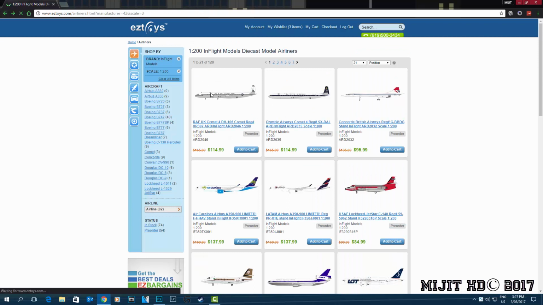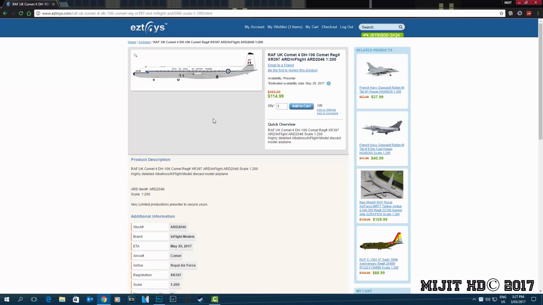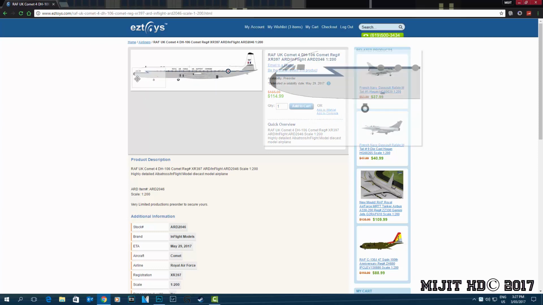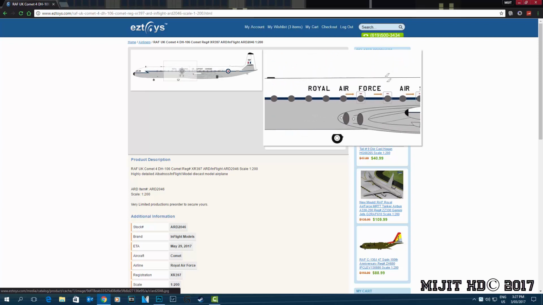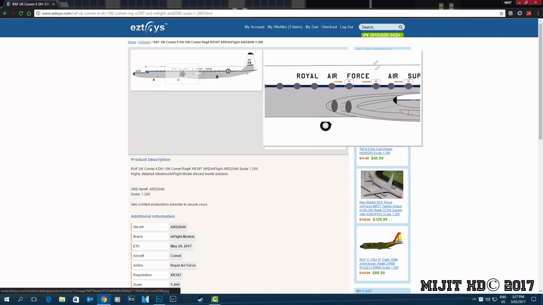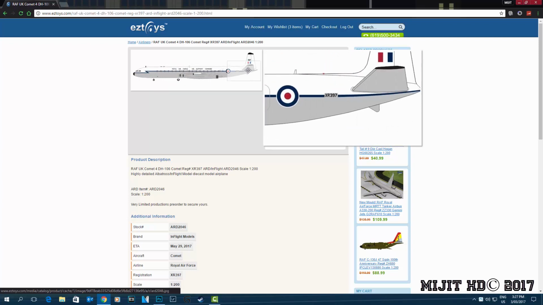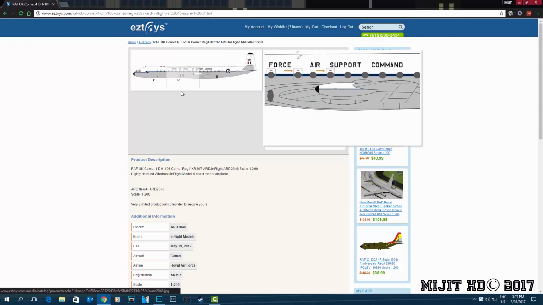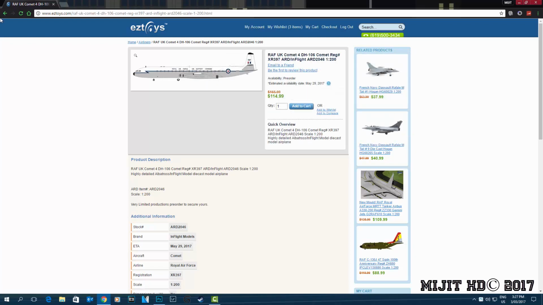And the last one is the Royal Air Force Comet DH106. That's the militarized version. Registration number XR397. I think this one looks a little bit better. So Royal Air Force Air Support Command. And yeah, not bad at all.